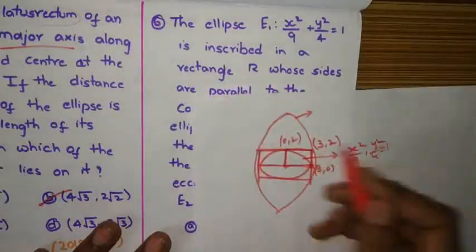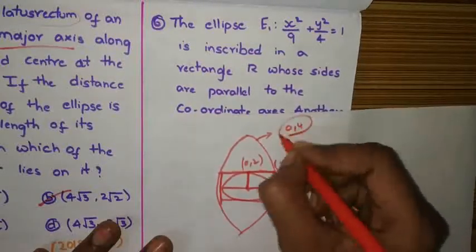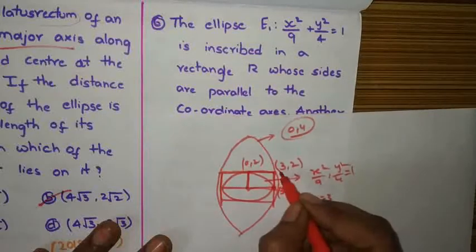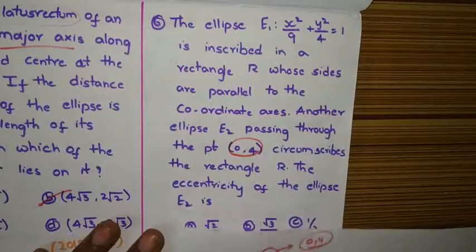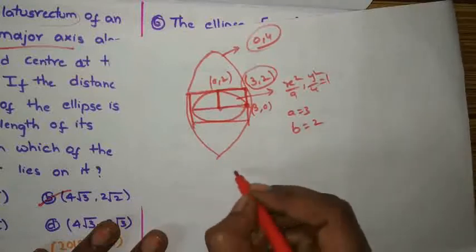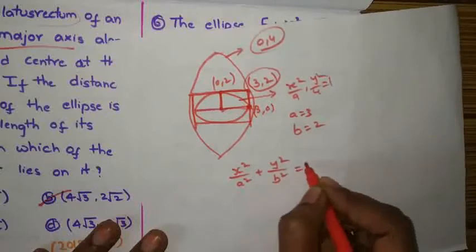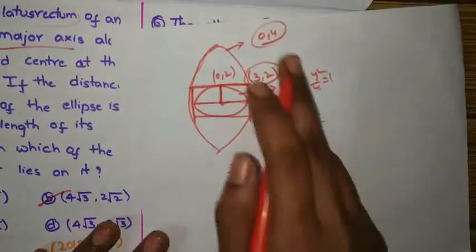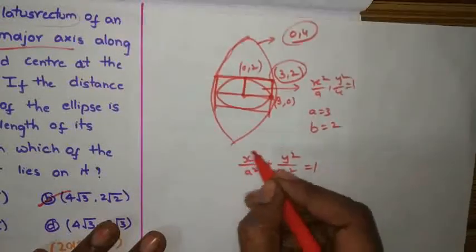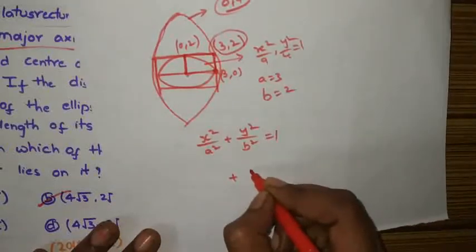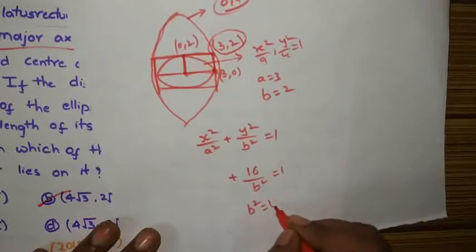See, this ellipse is given that it passes through 0, 4. And from this I can see that it also passes through 3, 2. Right. So substitute here. You will get x square by a square plus y square by b square is equal to 1 as the equation of ellipse 2. Okay. It passes through 0, 4. Next, if x is 0 here, then that term will become 0. So 4 square means 16 by b square is equal to 1. Then b square is 16.